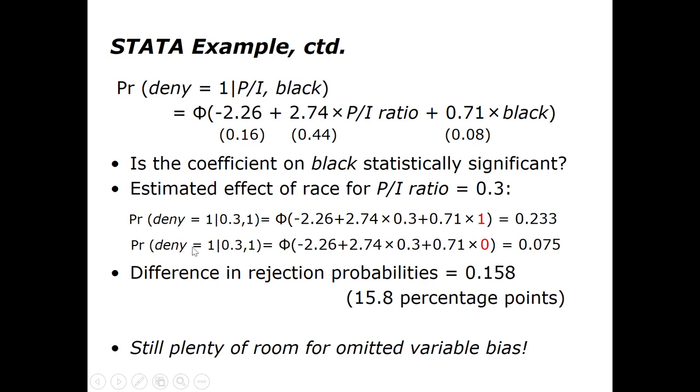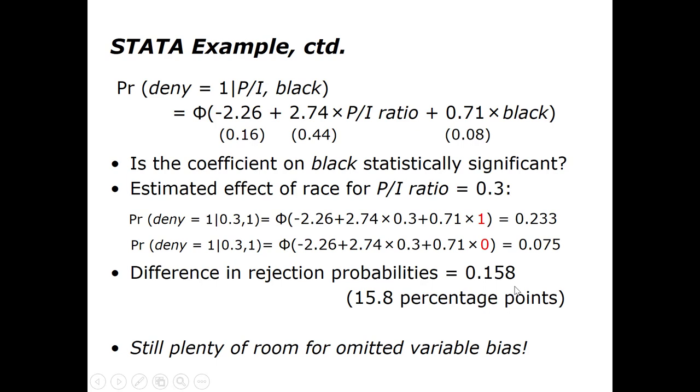So the probability of denial conditional on the PI ratio taking the value 0.3 and black taking the value 0, not 1, equals the cumulative standard normal distribution evaluated at a certain z value derived using this computation. So this is 0, as you can see, and the probability is this value here. That's a huge drop, isn't it? When a person is white, the probability of denial declined massively compared to when the person is black. The difference in the rejection probability is almost 16 percentage points. Wow, that's a huge reduction.